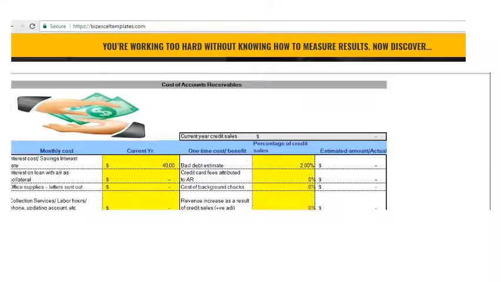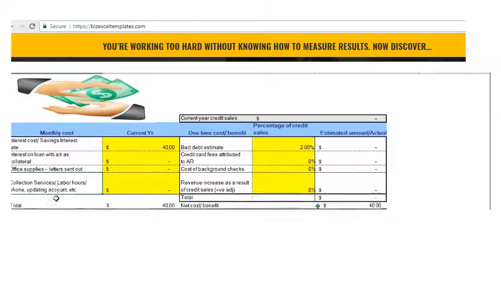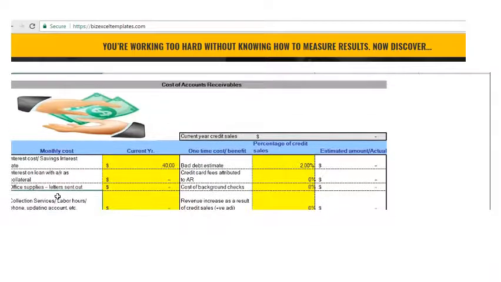However, there is a cost to accounts receivable. When you have accounts receivable, you miss out on the interest you could be earning if you have that money in the bank. Plus, if you have to borrow working capital loans, you have to pay that interest. Then there's the office supplies, the cost of the letters you have to send out. Then there's the cost of collection. Those are the monthly costs.